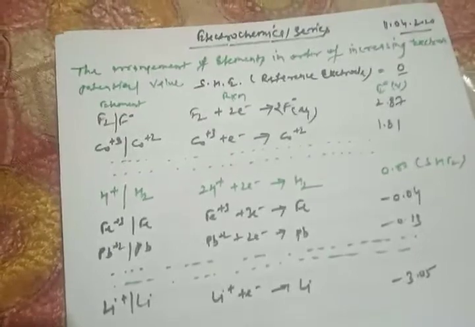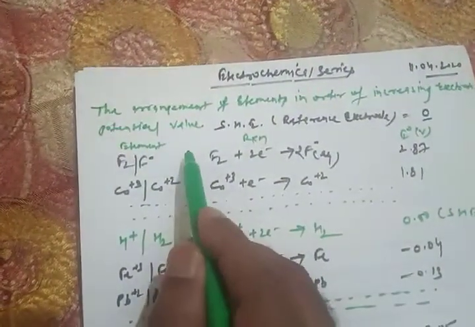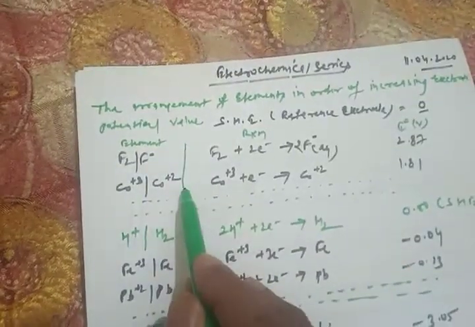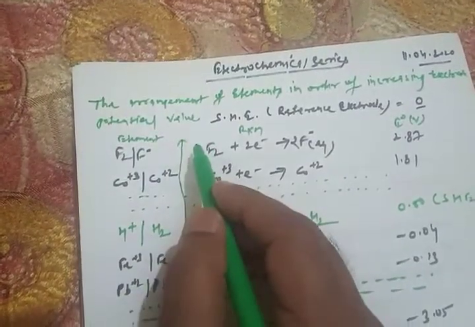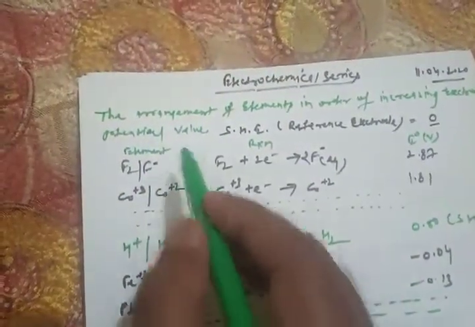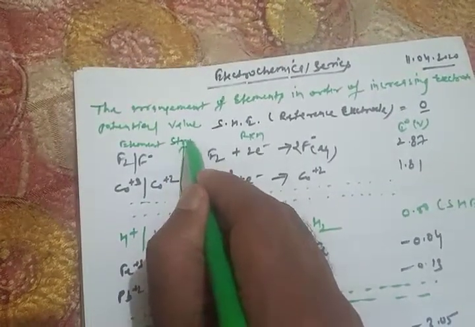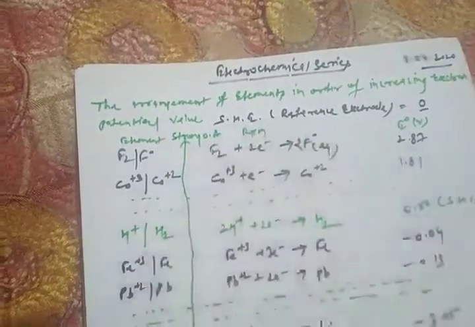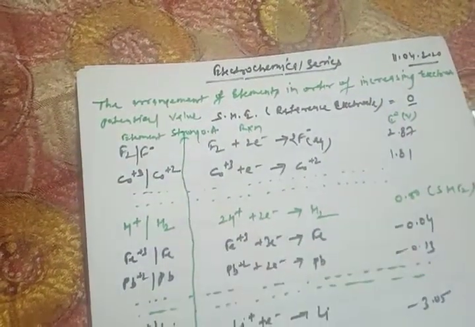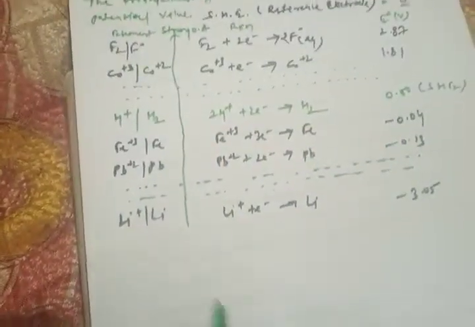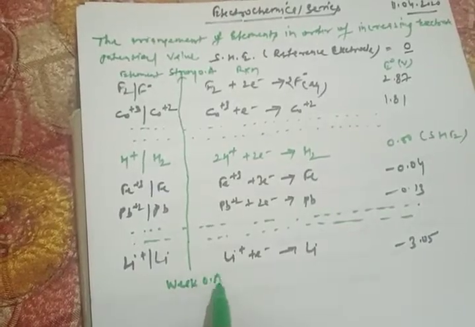So what does this say? From top to bottom, this one here is a strong oxidizing agent. So if this one is a strong oxidizing agent, what happens with this one? This will be the weak oxidizing agent.